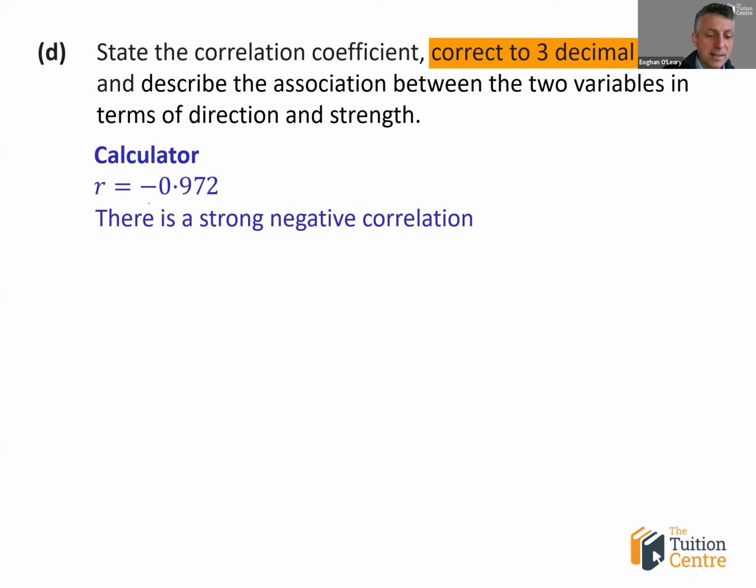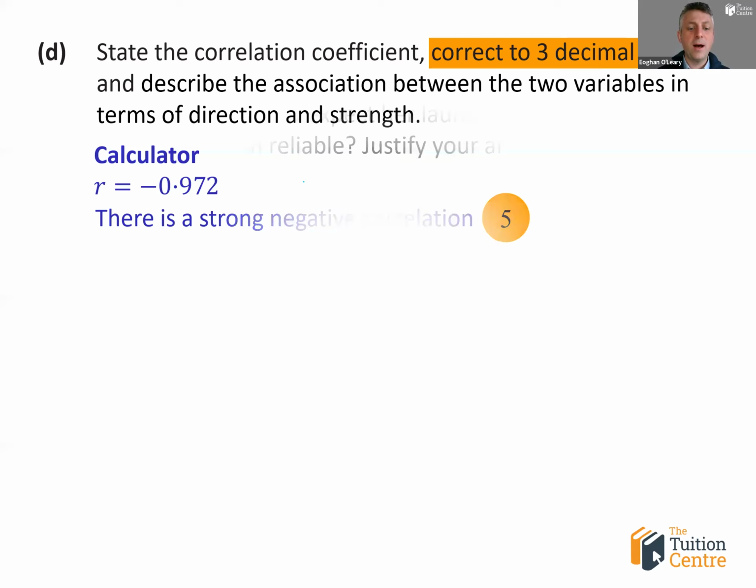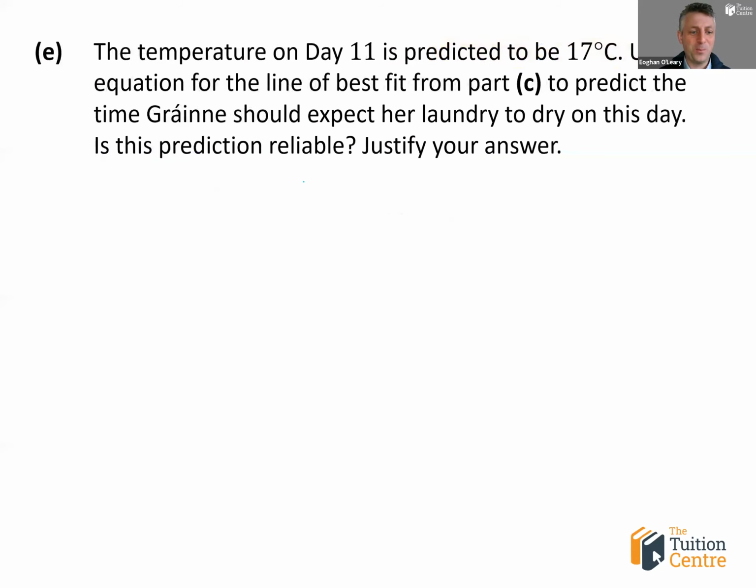Because it's a minus, it is a negative correlation because it's close to minus 1. Minus 1 would be a perfect negative correlation. But in this case, it is a strong negative correlation. And what that means is that the hotter the temperature, the shorter the time required to dry the clothes. I've been inclined to include that as well, just to be sure. The temperature on day 11 is predicted to be 17 degrees.